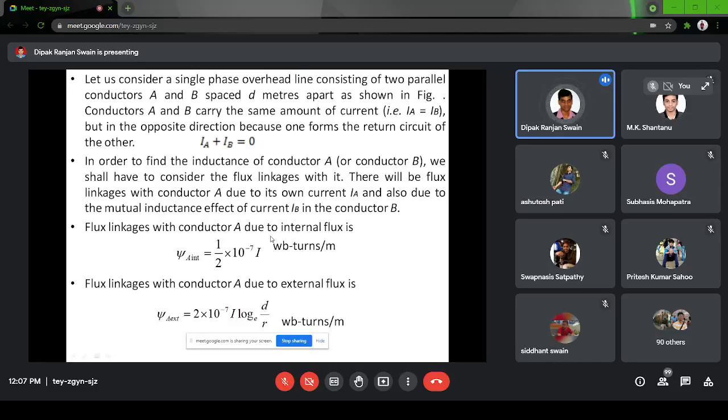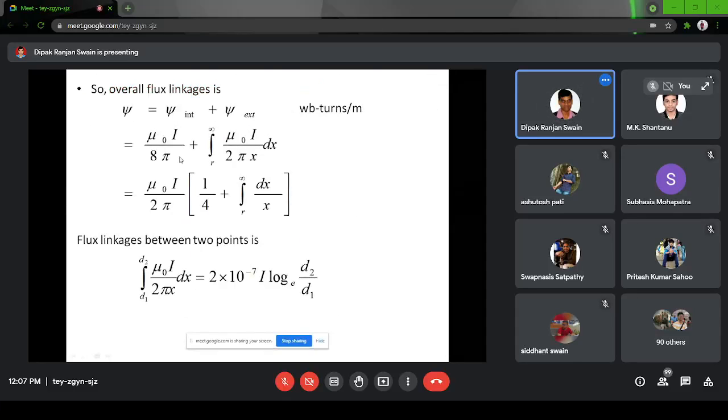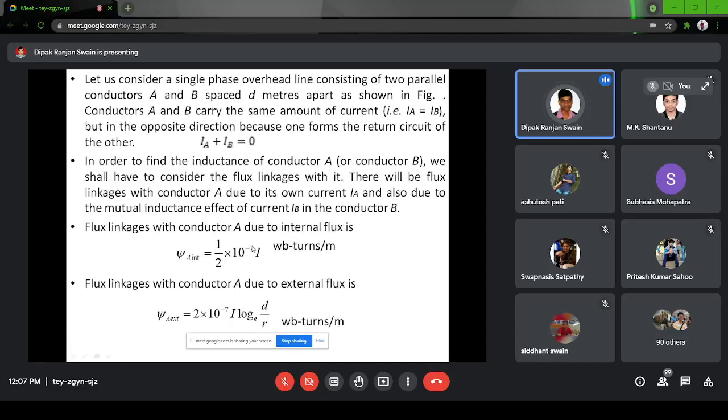Flux linkage with conductor A due to the internal flux, as I have told in that previous derivation, is mu0 I by 8 pi. If you put the value of mu0 as 4 pi into 10 to the minus 7, it is half into 10 to the minus 7 I. So half into 10 to the minus 7 I is the internal flux linkage.